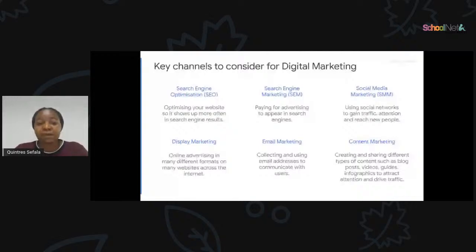And then we have email marketing. Email marketing has been one of the highly ranked channels that people like. And this is basically you collecting and using email addresses to communicate with your users. This is where you share your blogs, you share recipes, you share valuable information about your business. This is where you create this content and send it according to your audience.